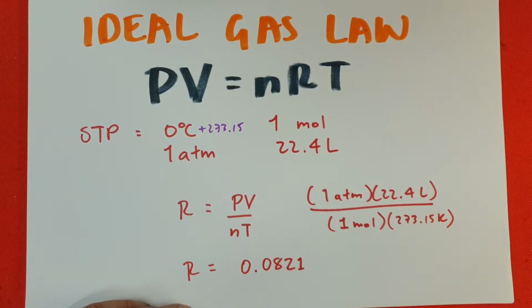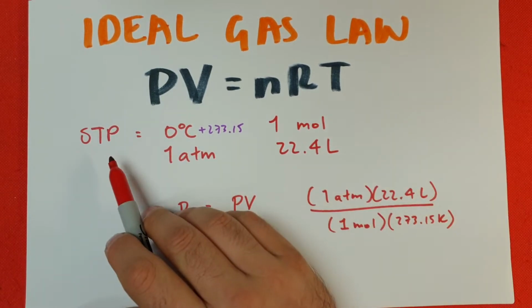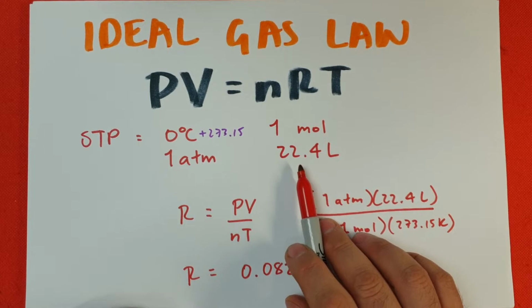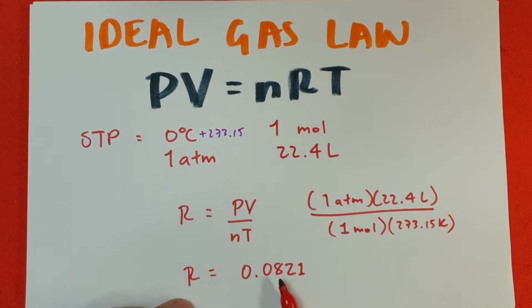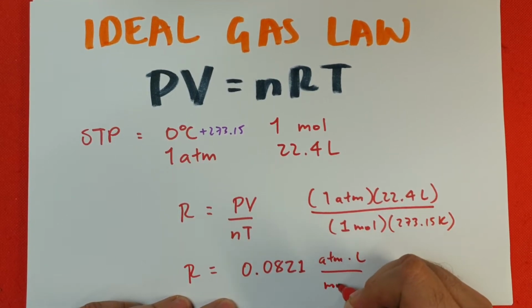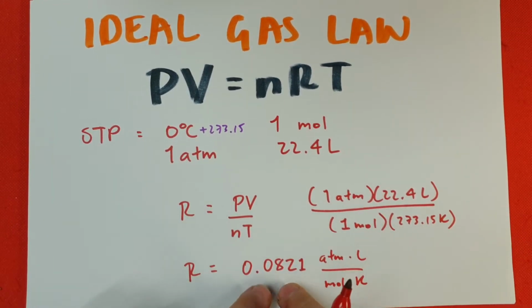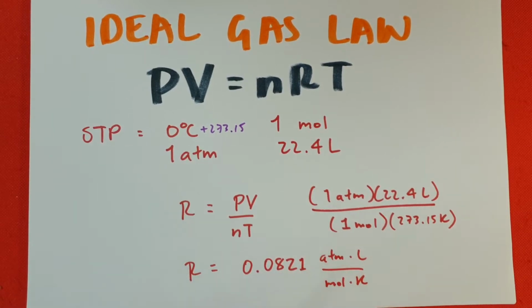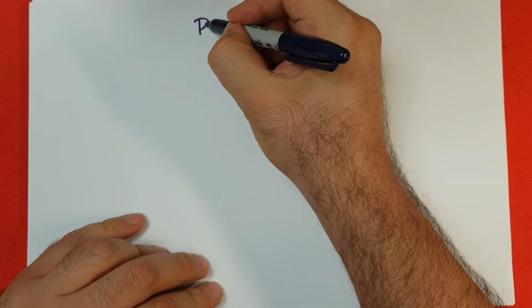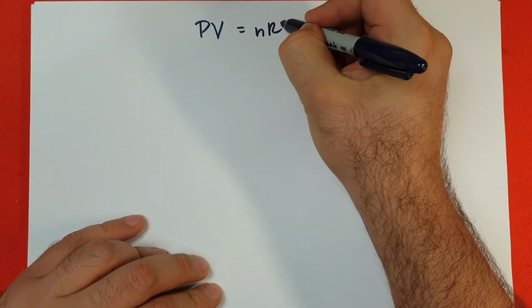And as long as we're all consistent with the theory that at STP, at 0 degrees Celsius, 1 atmosphere, 1 mole of gas occupies 22.4 liters, we can calculate R, whose units are atmospheres times liters over moles times Kelvin. So this is a piece of information we're always going to know. Now, how does this work? How do ideal gas law problems go? Let's try to solve one of those problems where we're always going to start with PV equals nRT.